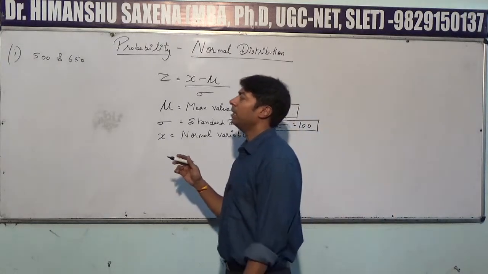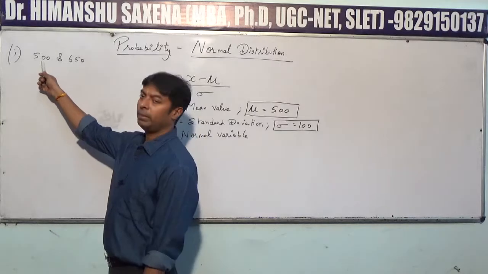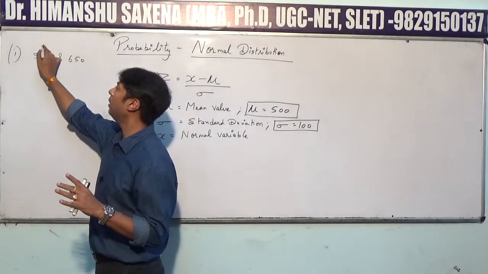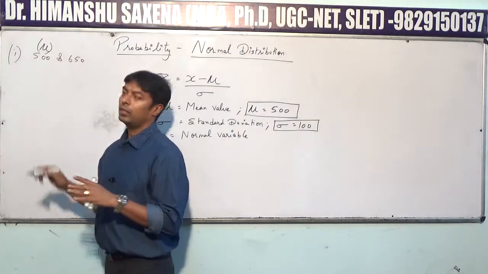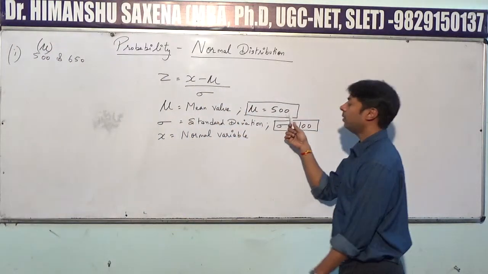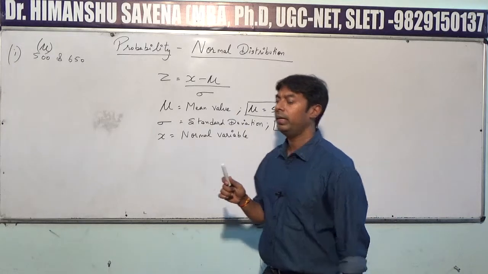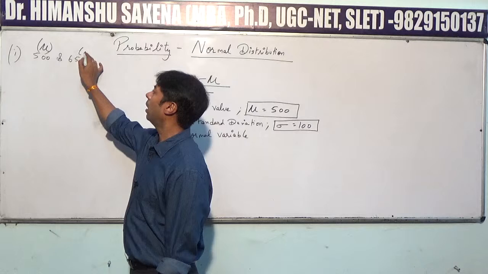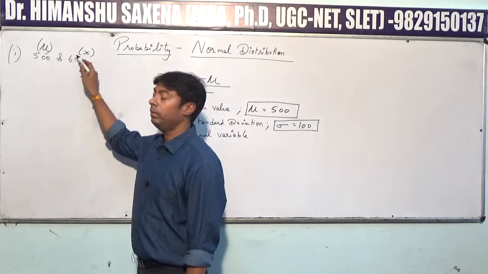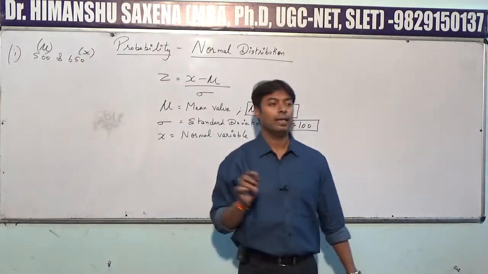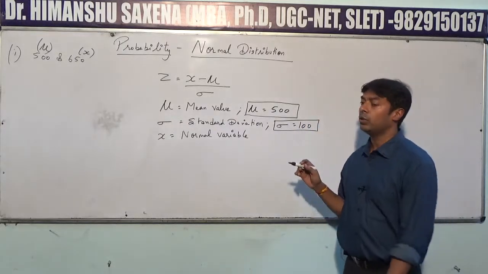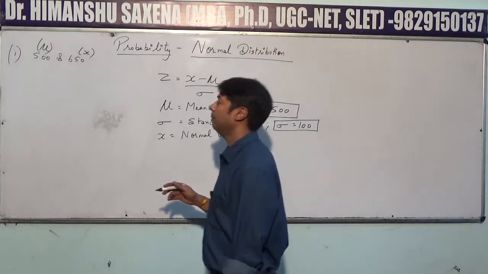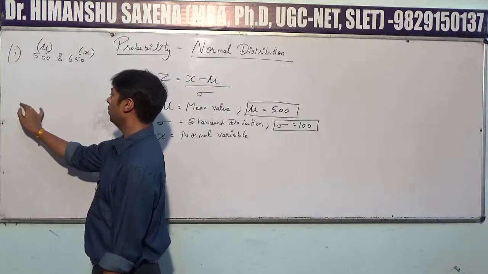Now we move on to the first part. The first part says that you have to calculate the probability that a student will take between 500. Now that's the mean value, 500. As explained to you earlier, the mean value in this question is 500, and the other value will be assumed by x. So x will be equal to 650.